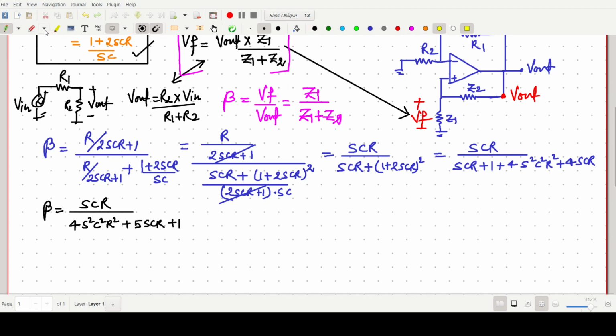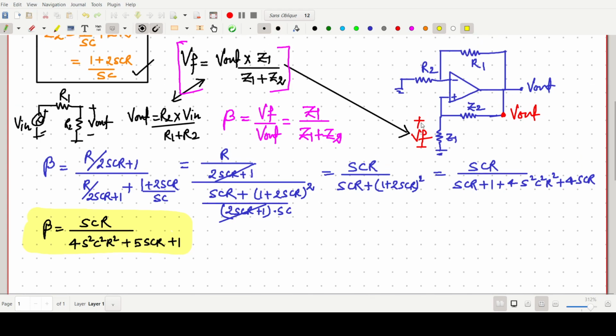So I am highlighting this one, because this is an important result for the Barkhausen criterion. So we have to find beta and the amplifier gain. Now we have to find the value of the amplifier gain. This voltage is simply our VF. So we have to find the value of amplifier gain.